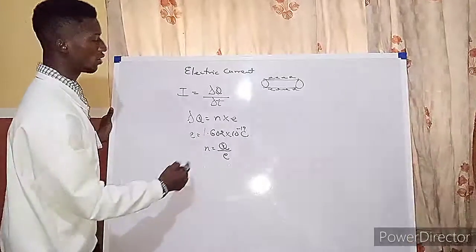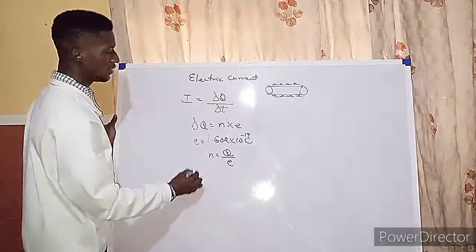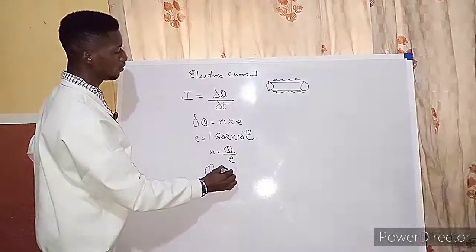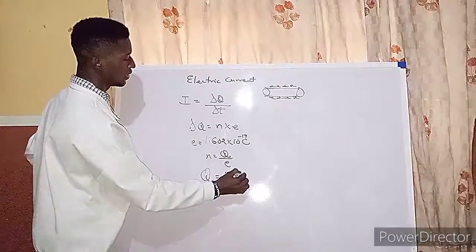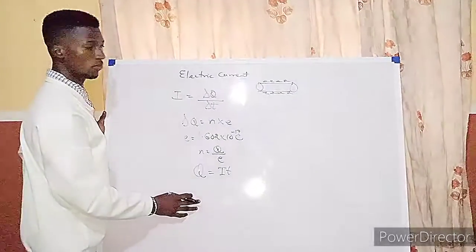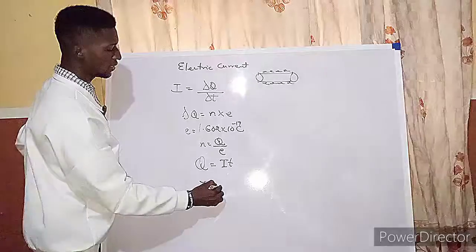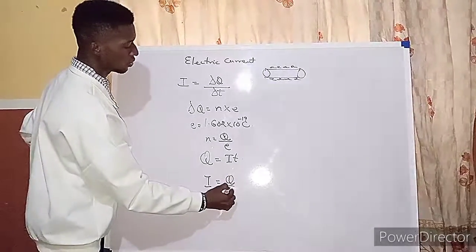Now, what we want to discover here is that, in a nutshell, charge is your current times the time. And at the same time, we see that our current is equal to the charge per unit time.